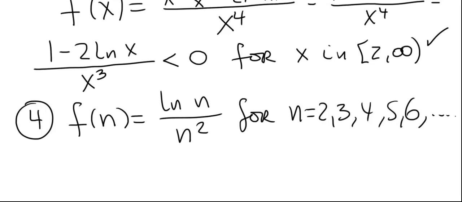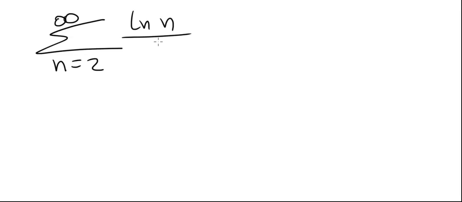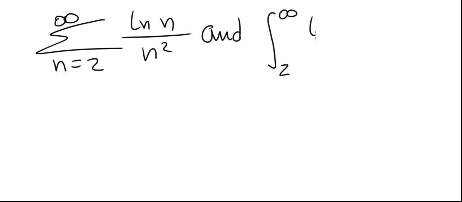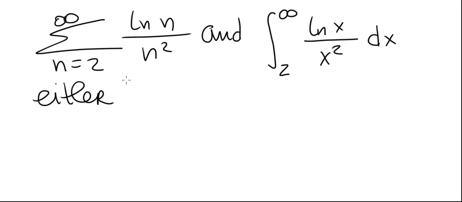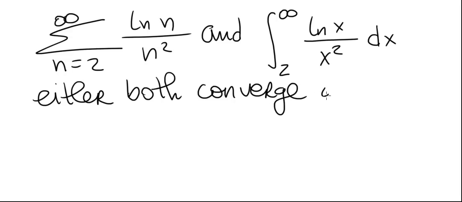So the function satisfies the four conditions needed to use the integral test, and the integral test says that the series, the summation from 2 to infinity of natural log of n divided by n squared, and this improper integral from 2 to infinity of ln of x divided by x squared, either both converge or they both diverge.